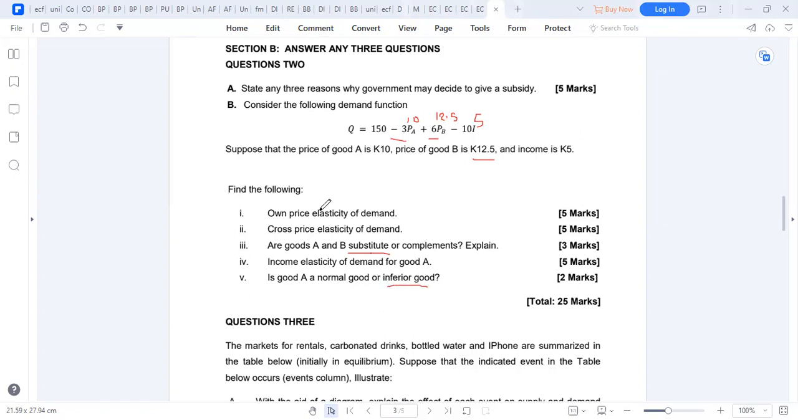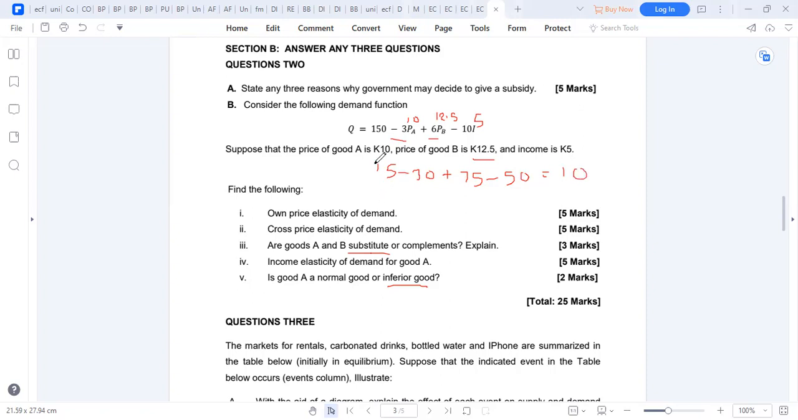Okay, so now let's calculate price elasticity. Firstly, we substitute the figures there. We're going to have 150 minus 30 plus 75 minus 50. So here we have minus 15, and here we have 25. 25 minus 15 is 10.